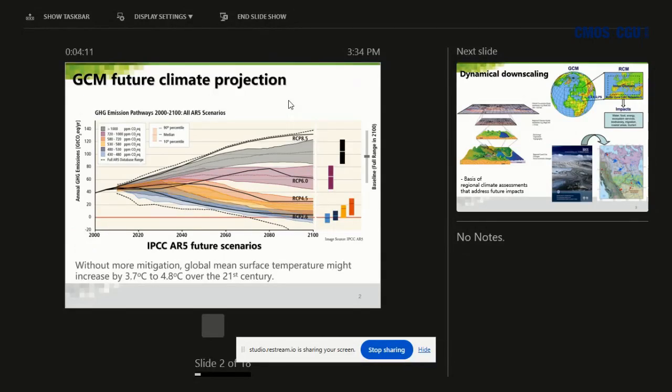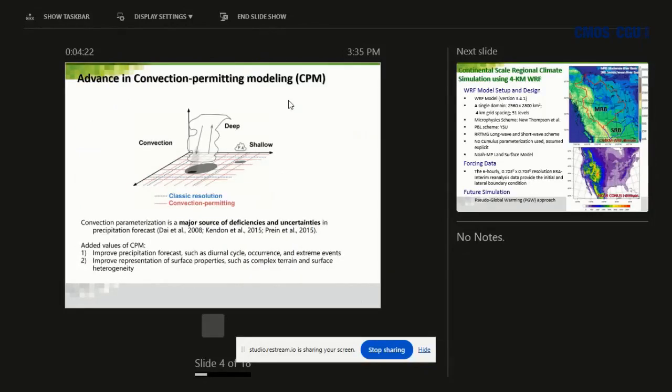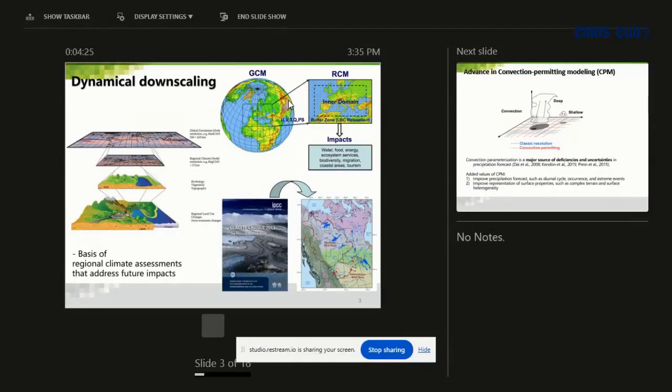But anyway, with these scenarios, CO2 emission and CO2 concentration are used as part of the forcing, like radiative forcing, to drive the GCM model, which then gives us meteorological variables from the GCM, right? That's the foundation for our climate adaptation study. The GCM output gives us how the future is going to be, but at a coarse resolution, which is about 100 kilometers.